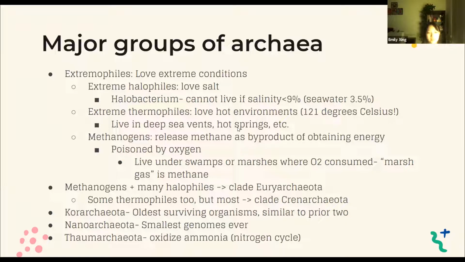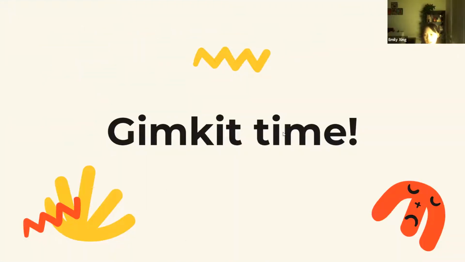And then Taumarchaeota, I think that's how you pronounce it. They oxidize ammonia, which is a key role in the nitrogen cycle, which is one of the key biological cycles on Earth. The other ones being carbon, water, phosphorus, etc. Okay, that was a lot of stuff.